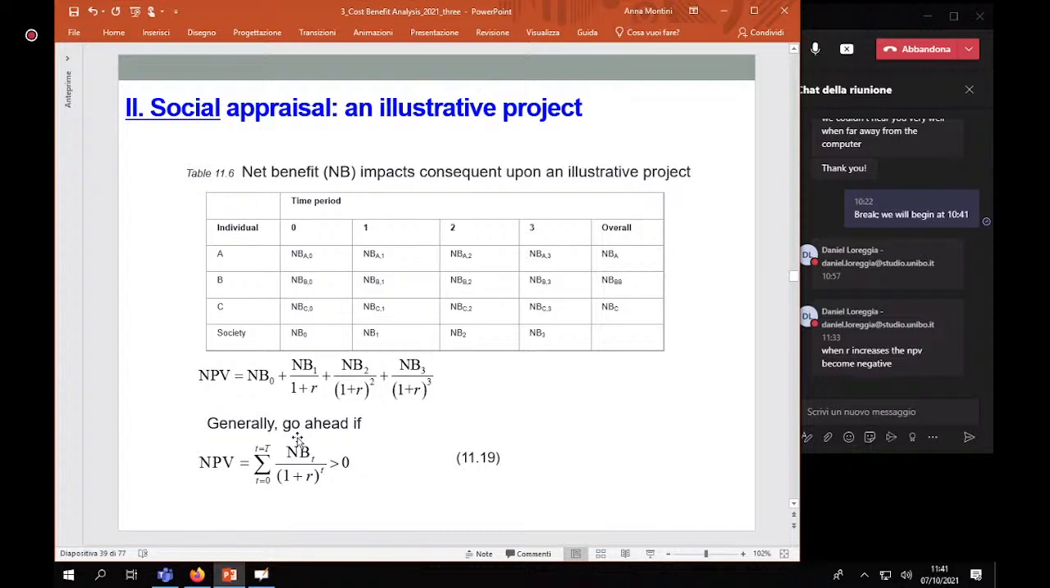In the private project appraisal, we have considered to go ahead with positive net present value, or even if the net present value will be 0. In the case of social appraisal, we are used to consider only policy or project with a positive net benefit. Okay?